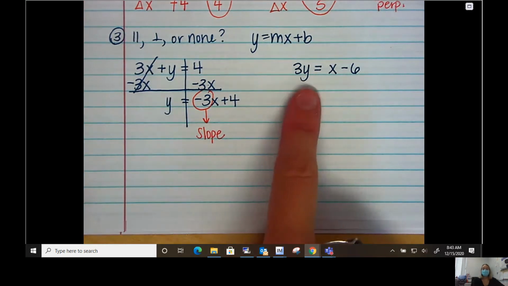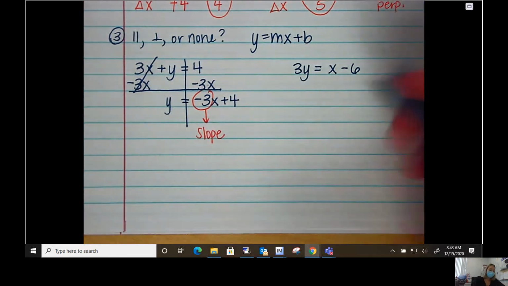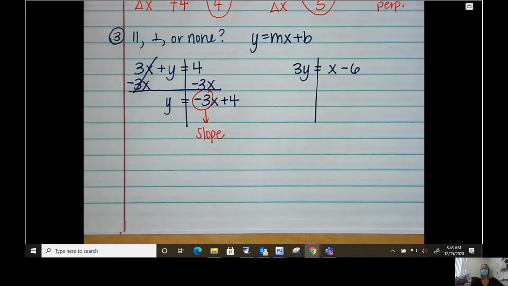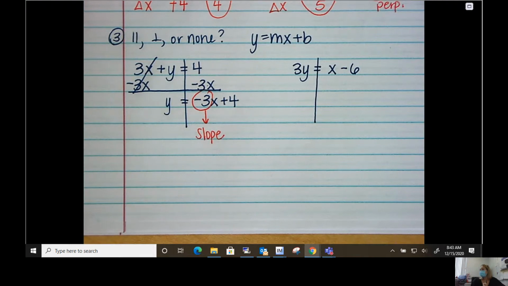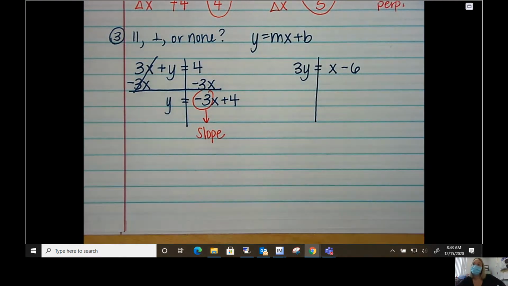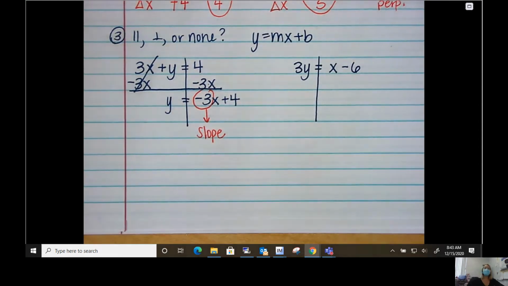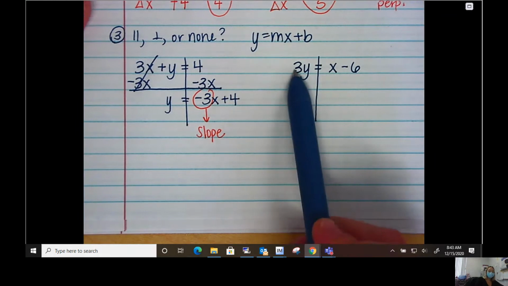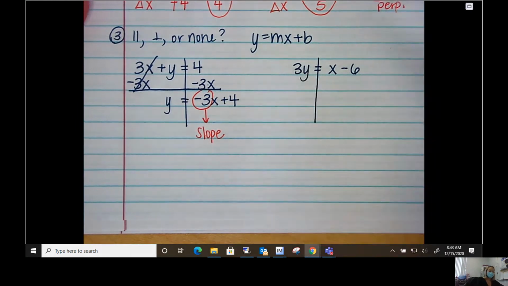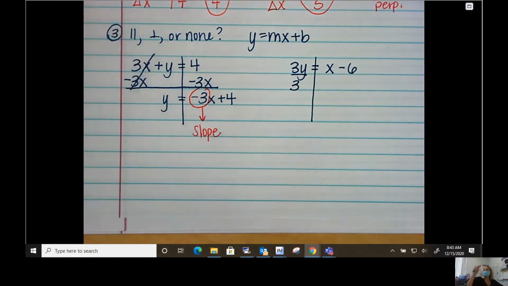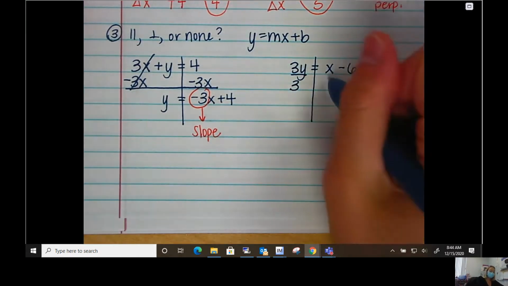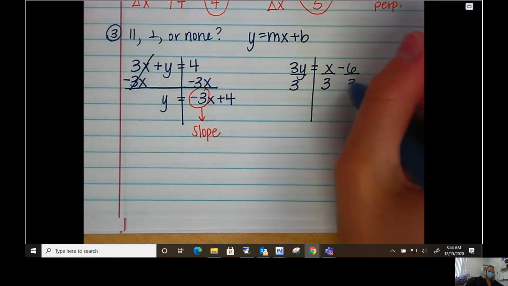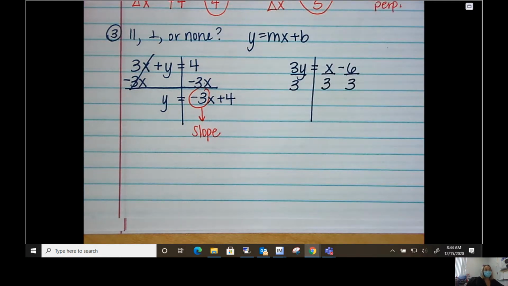I'm going to do the same thing to this equation. I want to get the y by itself so I can figure out what the slope is. Now, what should I do for this one? You would exactly do that. Divide by 3. This is 3 times y. To get rid of multiplying by 3, you divide by 3. But when you divide by 3, you have to make sure you do it to every single number. So I'm going to divide the x by 3 and the -6 by 3. Everything needs to get divided by 3.